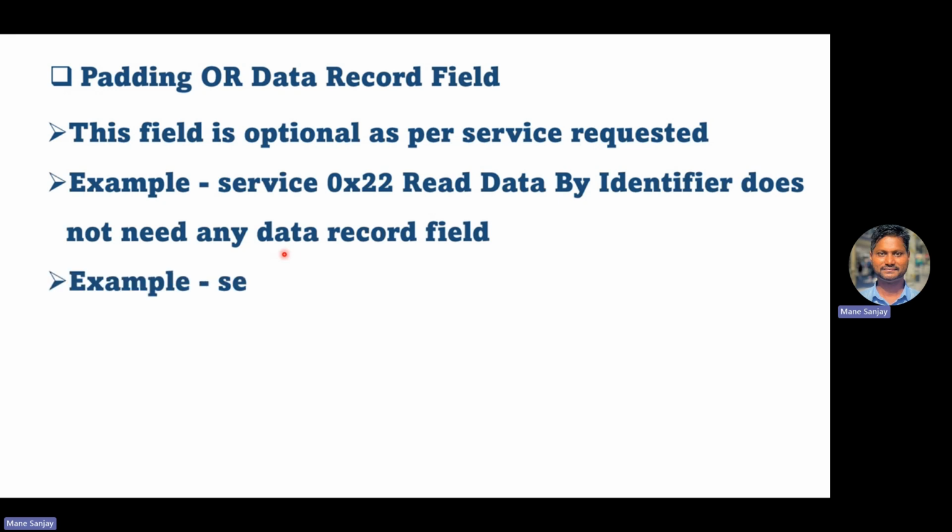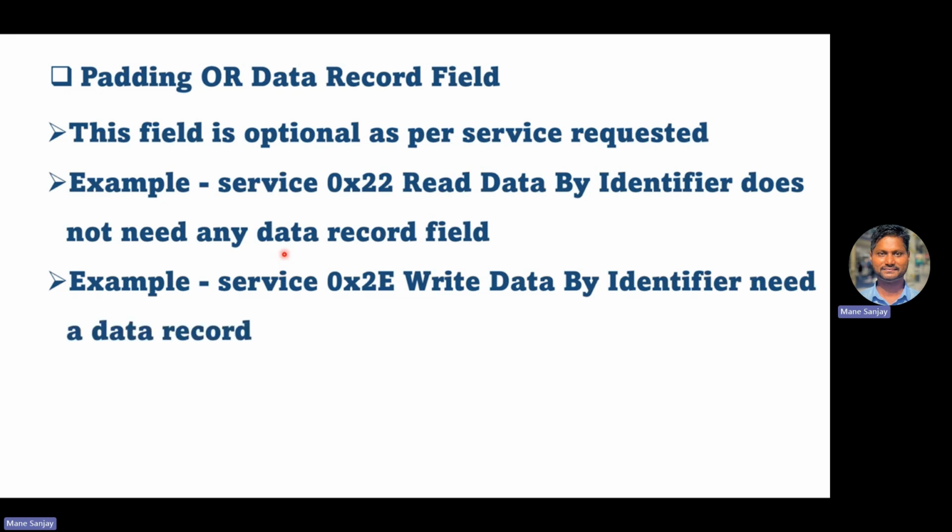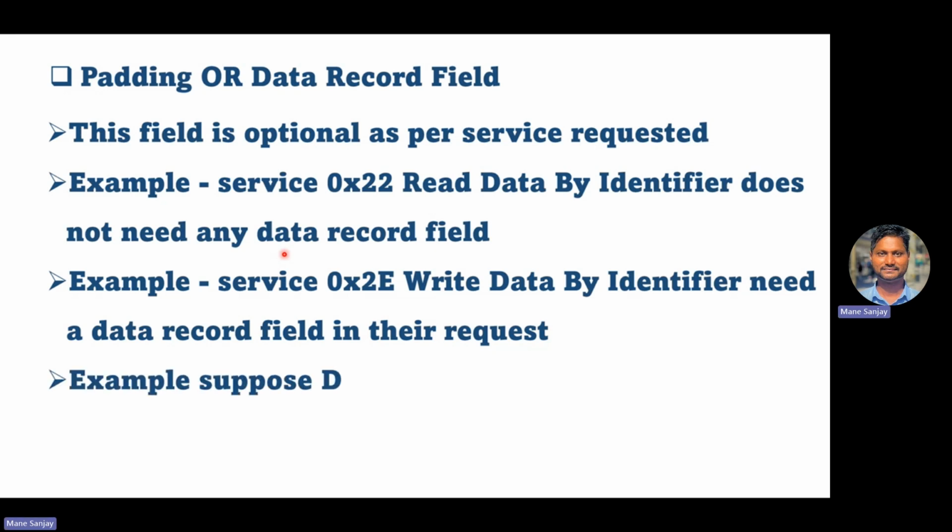After mentioning the data identifier, you need to tell the ECU what data value has to be written to that data element, right? So for example, service 2E, that is write data by identifier, needs a data record field in the request. The data identifier tells which data element is referred to, and the data record or padding field specifies what new value has to be stored in that data element. So this is again important.